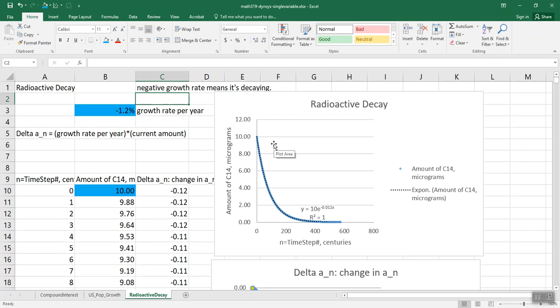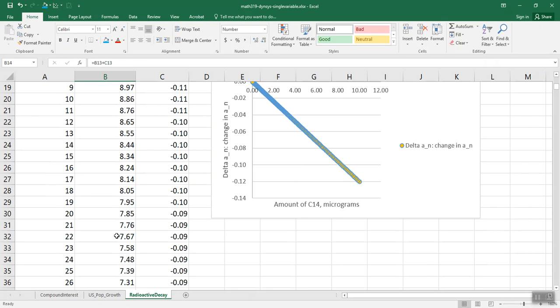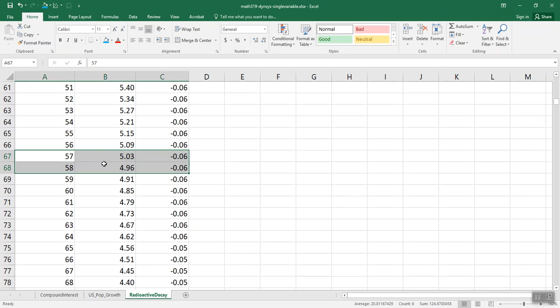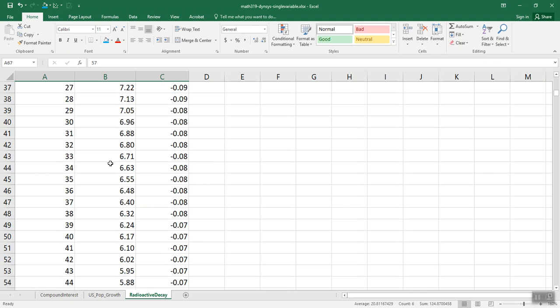One thing we can ask about is called the half-life. How long does it take to reduce from what it was to half of what it was, which would be about 5 here. It's kind of hard to see that on the scale here. It's definitely less than 200, probably less than 100. We can scroll down here. So starting with 10, when do we get to 5? Somewhere around here. So that's 57 or 58 centuries. So that's 5,700 years or 5,800 years is the half-life.